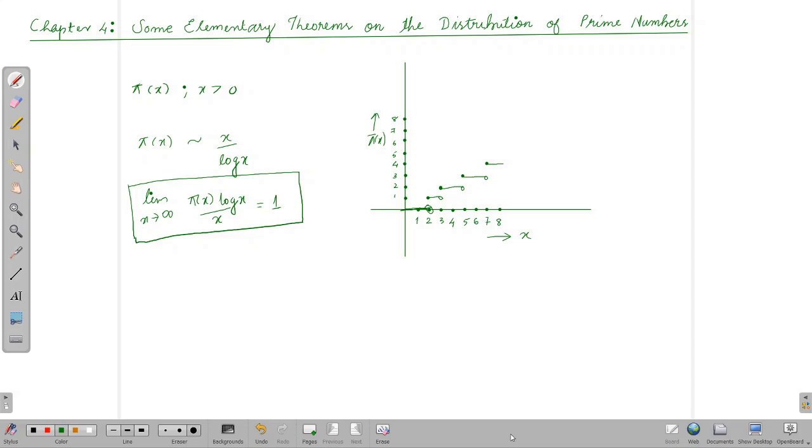As far as our syllabus is concerned, we show that the prime number theorem can be expressed in several equivalent forms. For example, we will show that the sum over n less than or equal to x of lambda of n is asymptotically equivalent to x, that is, as x tends to infinity. This is equivalent to the prime number theorem. So we will show that there are some equivalent forms for the prime number theorem.